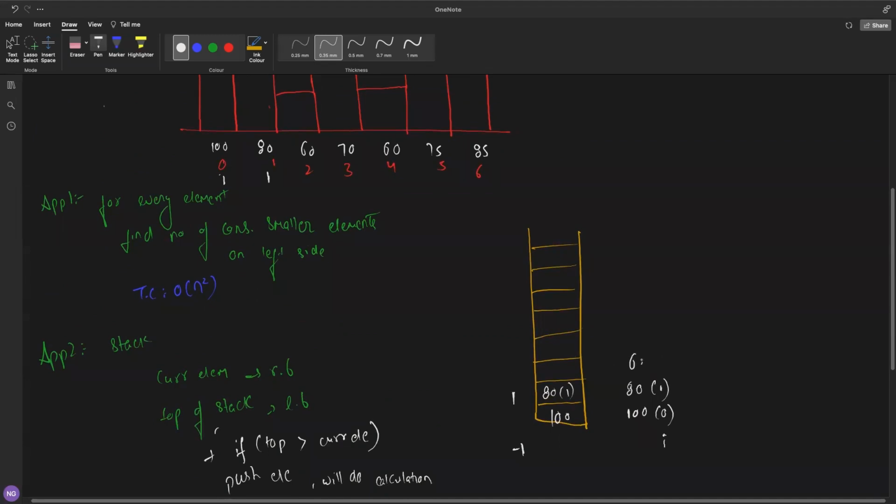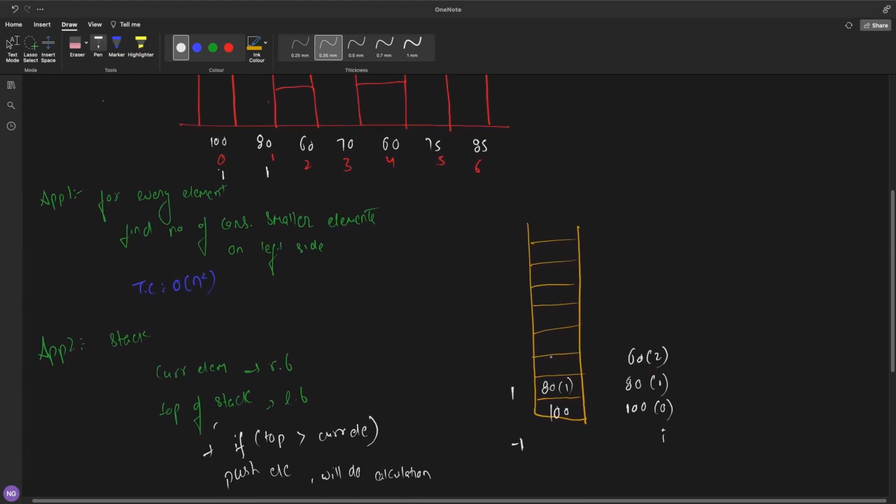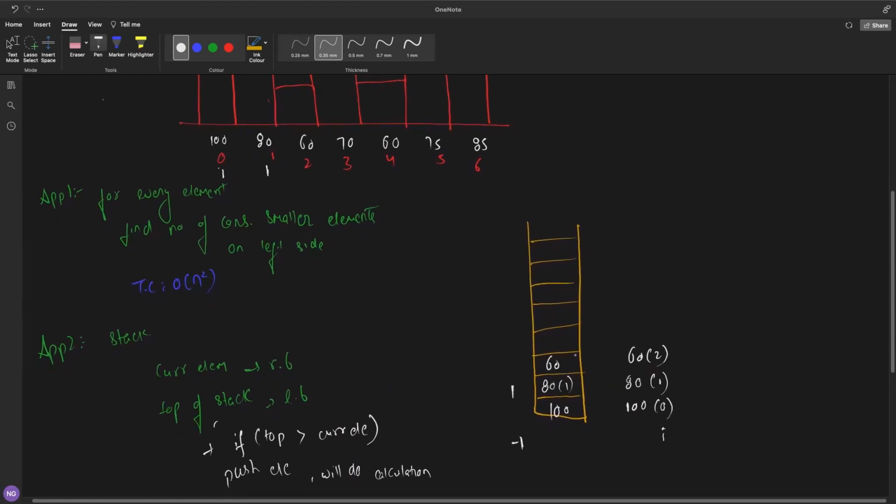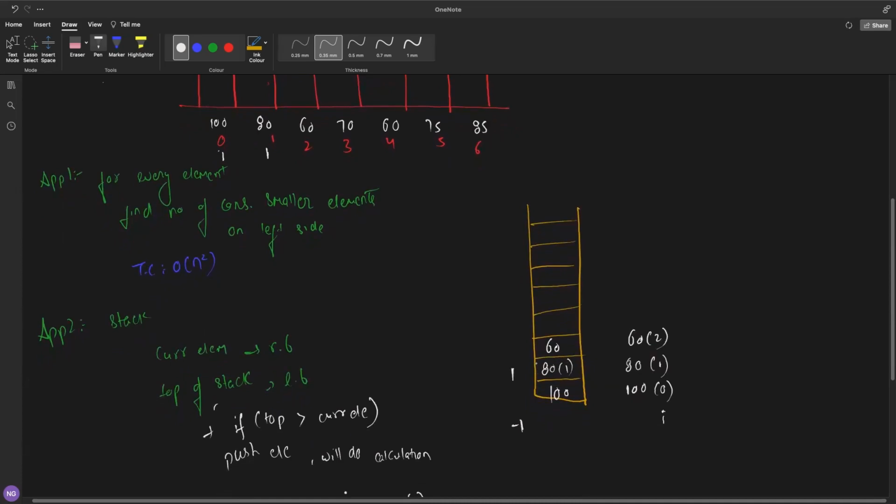Next element is 60 with index 2. 60 is coming, which is smaller than 80. Completely fine, we can push 60. Calculation: 2 minus 1 is 1. For 60 also it is 1. Now the top of the stack is at index 2. Okay.